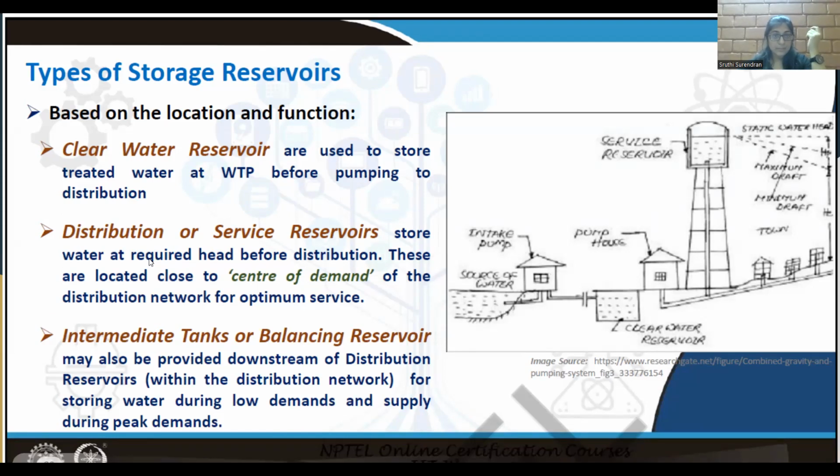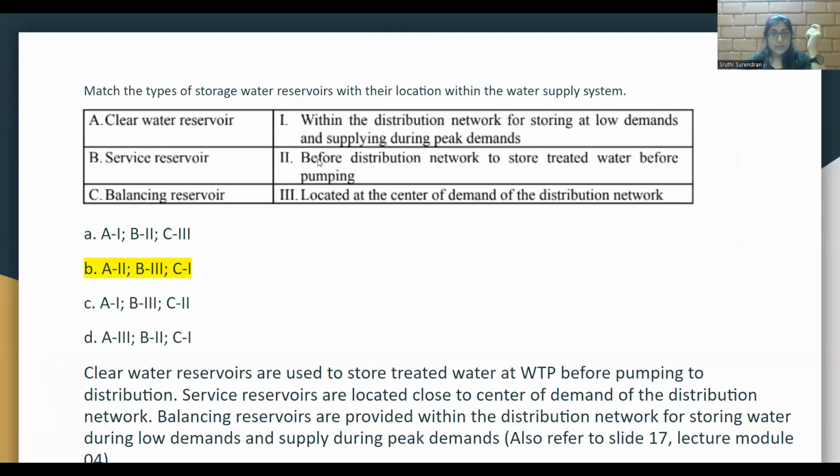So the answer is B, correct, Sangamitra. Clear water reservoir is before the distribution network to store the treated water before pumping. Service reservoir is within the distribution, located at the center of the demand, that is between the source and the consumer end. Balancing reservoir is within the distribution network for storing at low demands and supplying during peak. So first it will be clear water, then service reservoir, then the balancing reservoir.